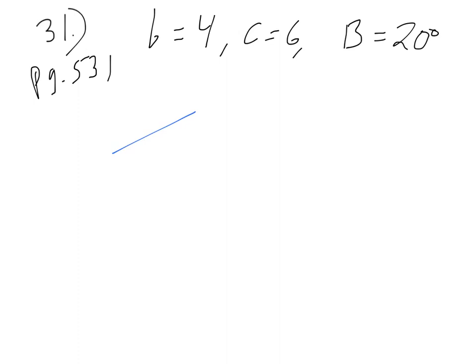So c is equal to 6, b is equal to 4. We don't know this side. And this angle right here across from b is 20 degrees. So it's all based on, first of all, the side across from the angle being smaller than the other side. When the side across from the angle is smaller than this side right here, then there could potentially be two triangles. Or if 4 is too small, then there might be no triangles.